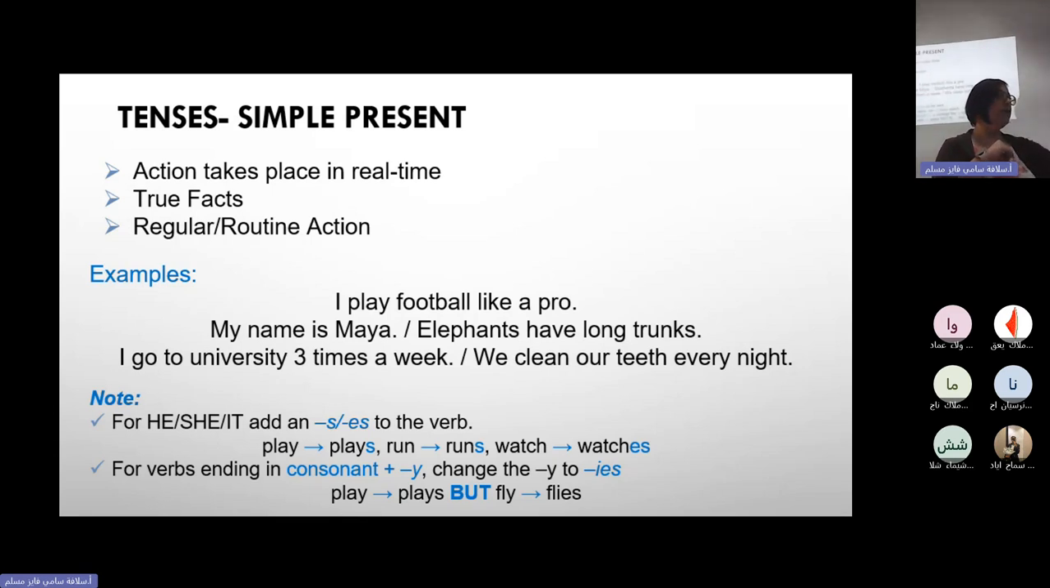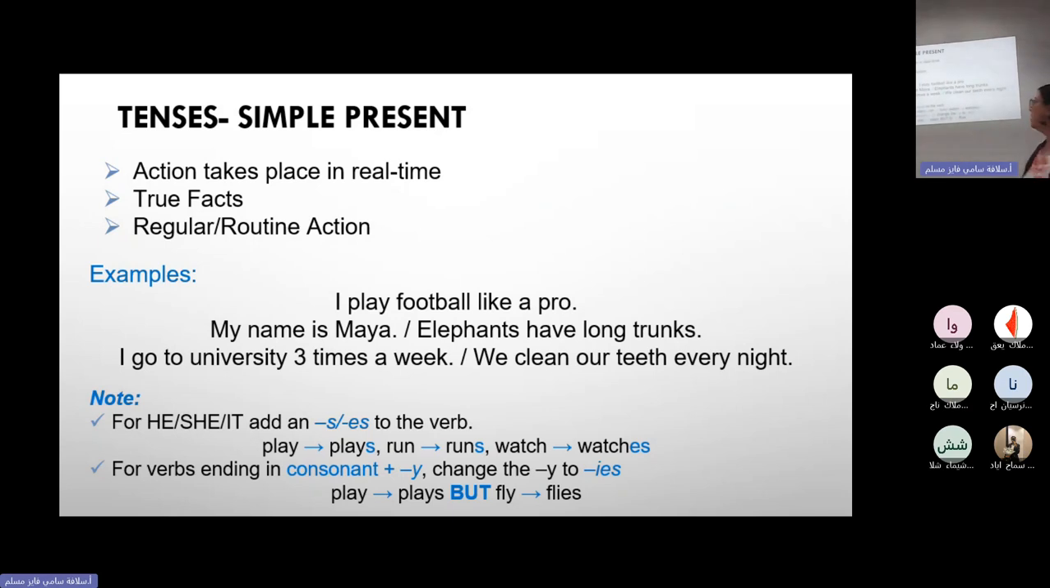Elephants have, yes, elephants have long trunks. This is a scientific fact. That's why we use the present simple. Okay? So three uses: actions that take place in real time, true facts, and regular or routine things. I always wake up at 5 o'clock. I always eat my breakfast. Okay?